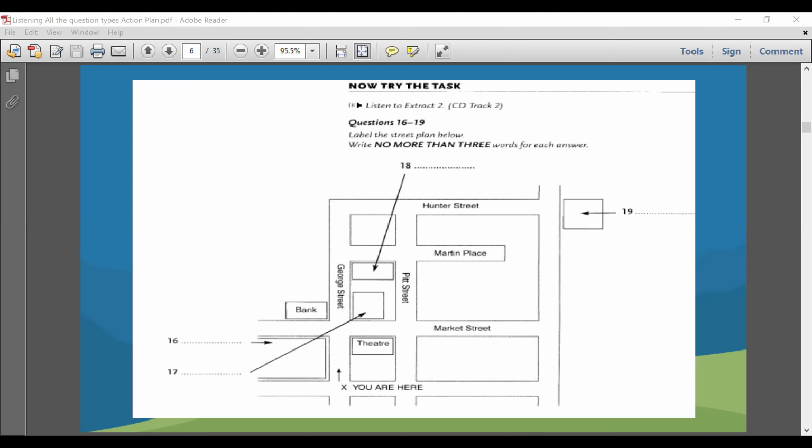We call that the QVB. Oh, I see. Go past the QVB and turn right into Market Street. Yeah, turn right into Market Street.